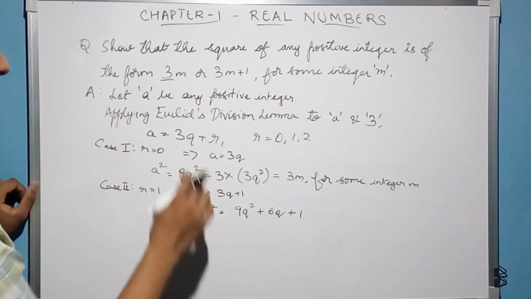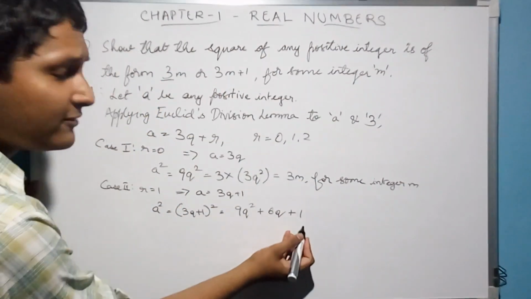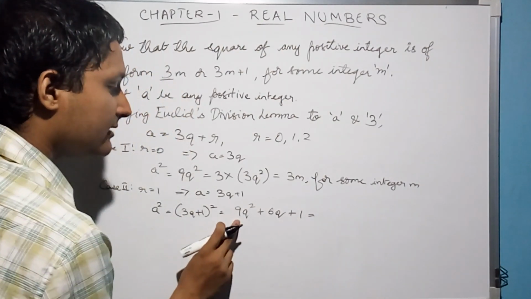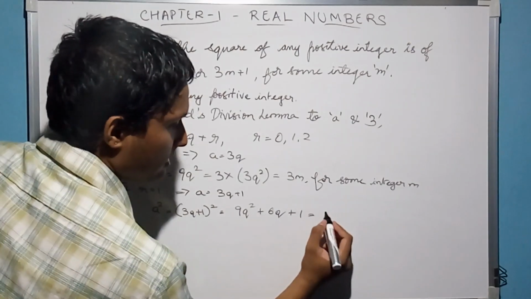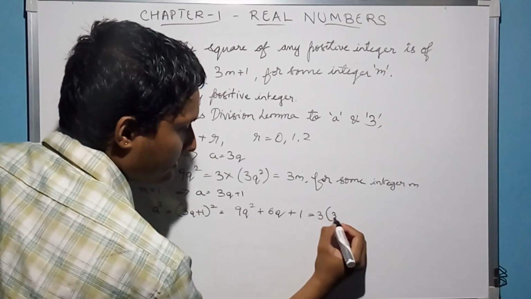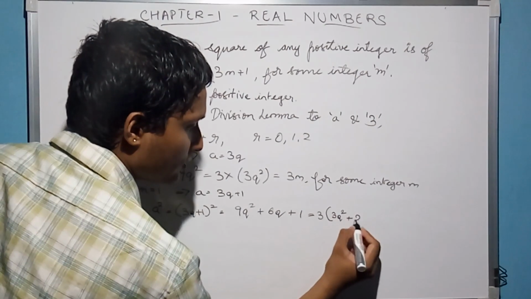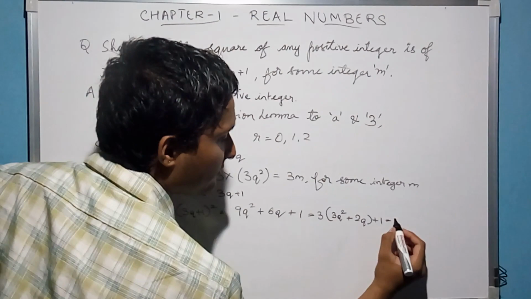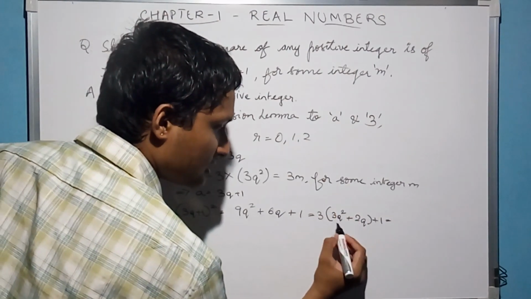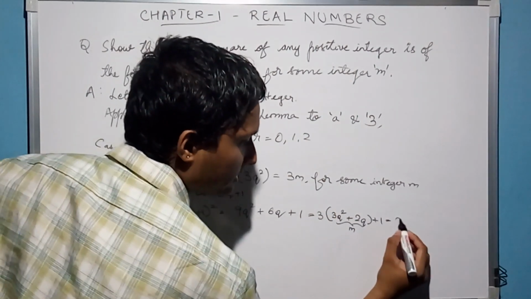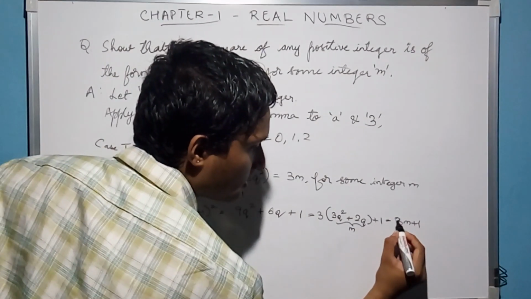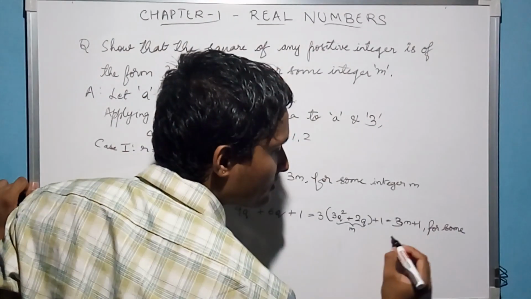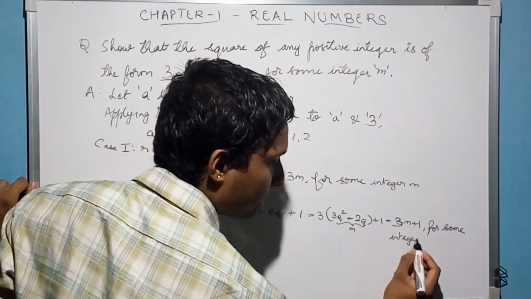I feel that it's going to come in this format because there is a 1 here. That's why I'm going to take 3 outside from these two terms. If I take 3 outside, you get 3q square plus 2q plus 1. I'm going to write this whole term as m itself. So it is 3m plus 1 for some integer m.